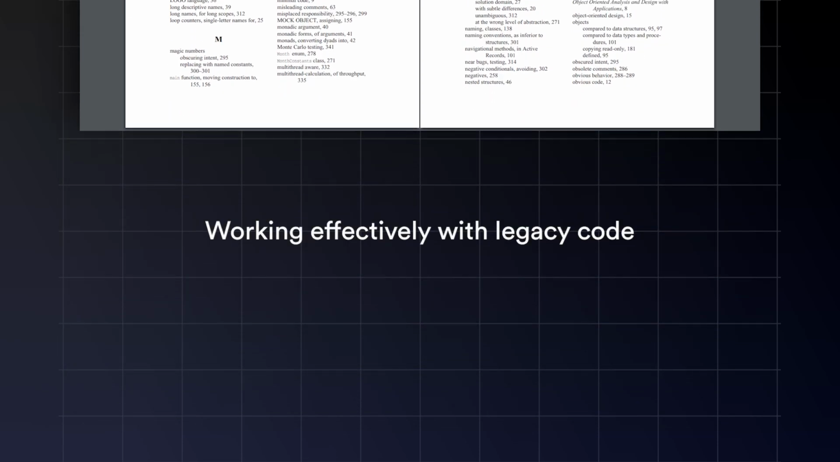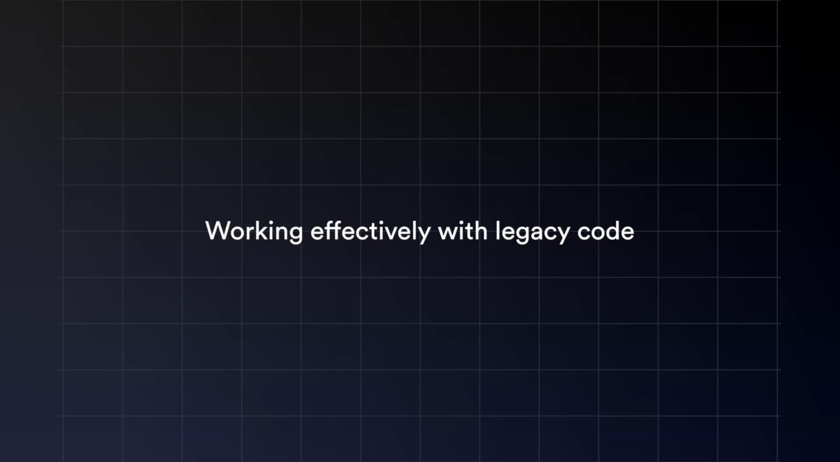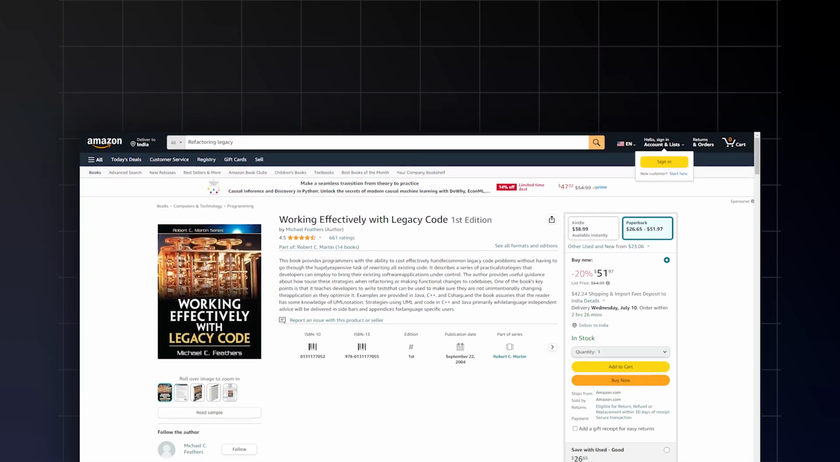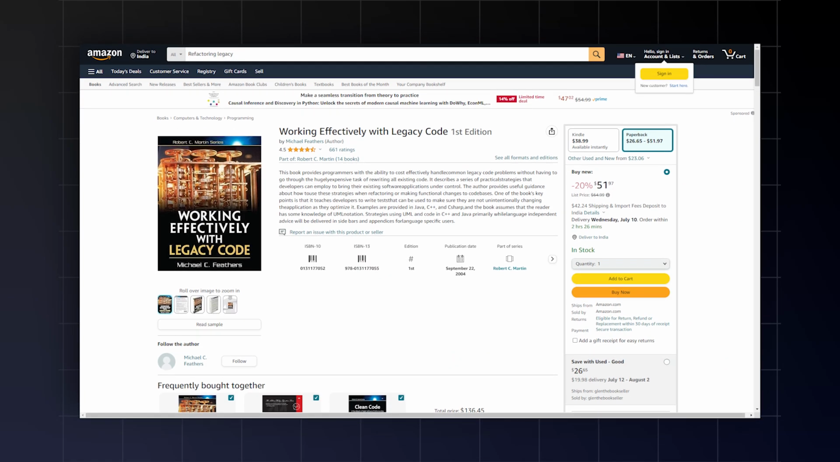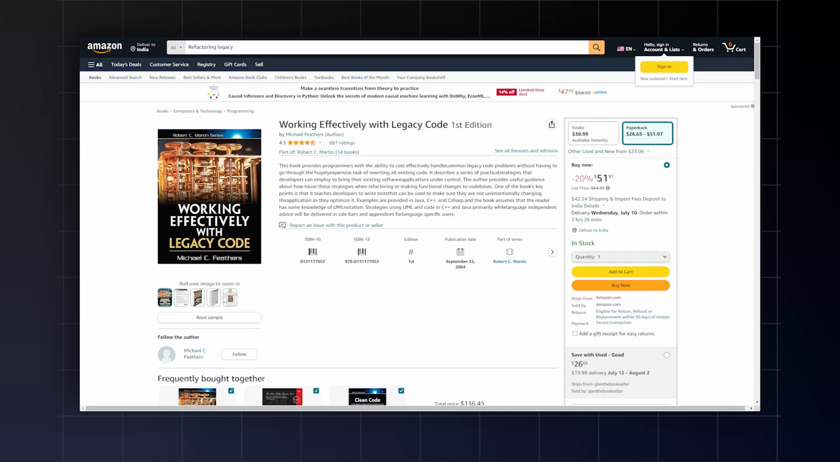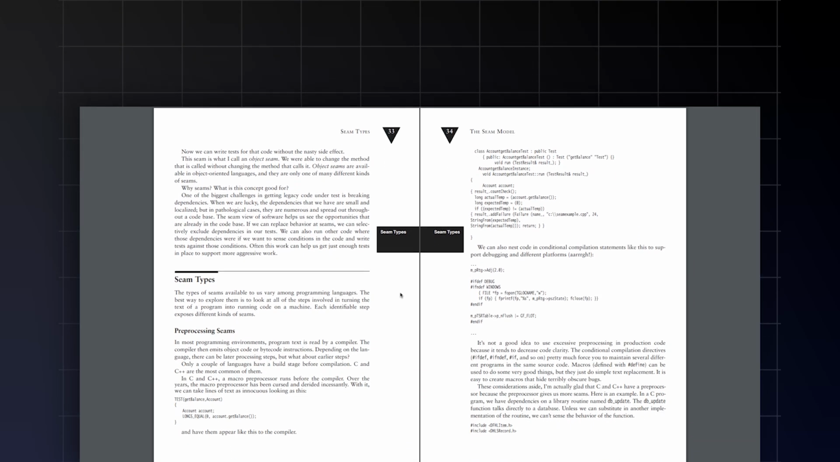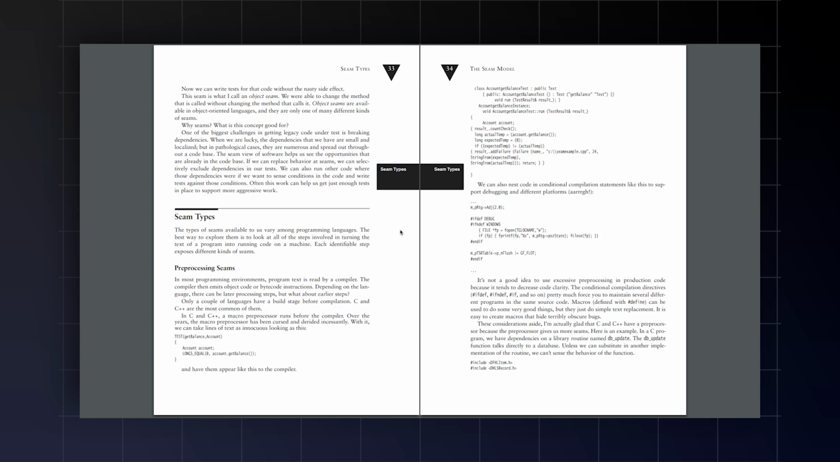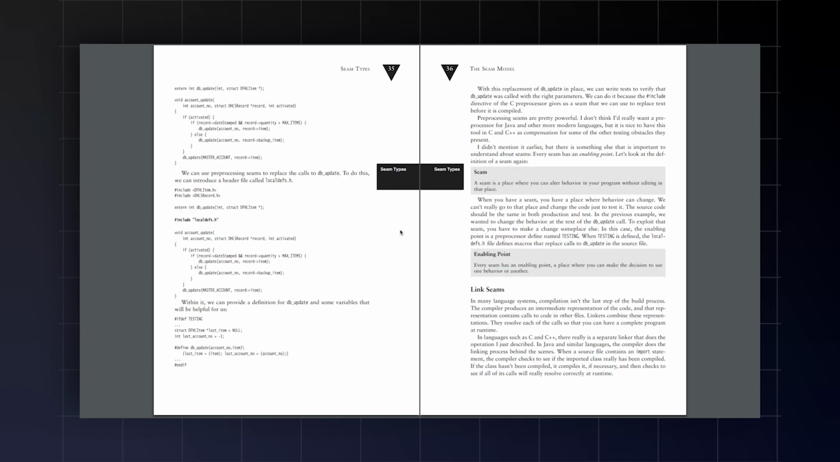Then we have Working Effectively with Legacy Code. You'll find this book a lifesaver for dealing with old code issues without breaking the bank on full rewrites. It provides practical strategies to manage existing software affordably and effectively. You learn the importance of writing tests to safeguard against unintended changes while optimizing code. With examples in Java, C++, and C#, plus language-independent advice, it's a valuable resource for developers.